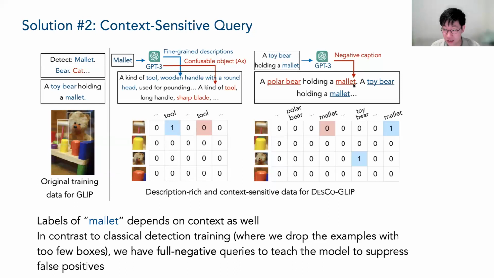So that's very different from your usual pre-training, when you don't have these carefully crafted hard negatives. Usually, all you need to do is look at the entity name. So now the label of mallet depends on its context. And we also sometimes give a full negative query where none of the queries match the image, to break that hallucination problem where the model will always try to detect something for you.